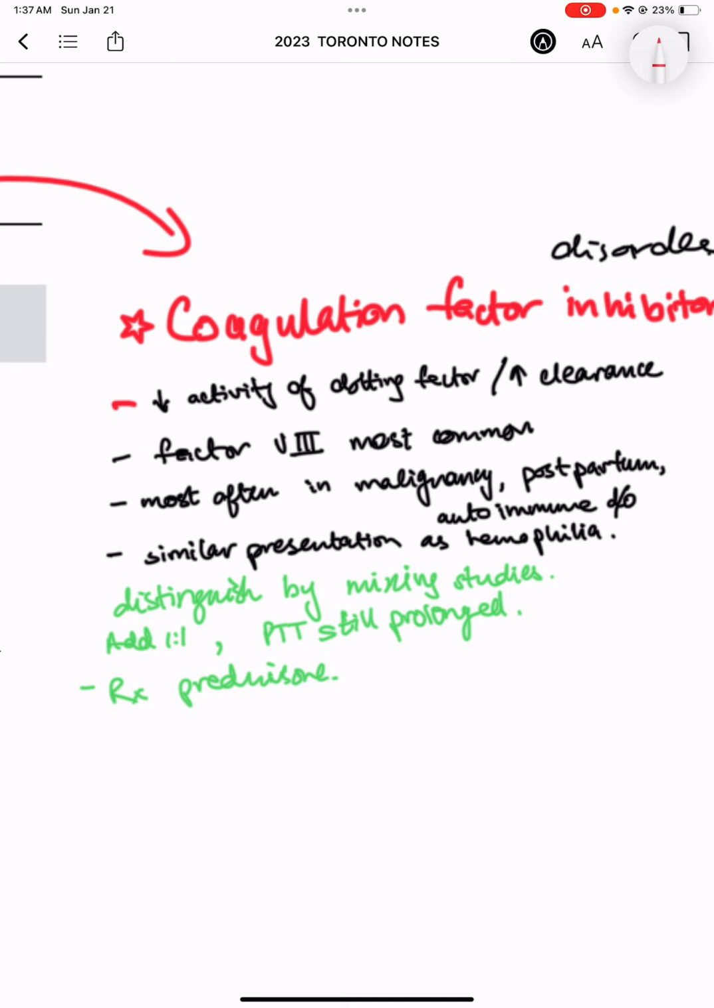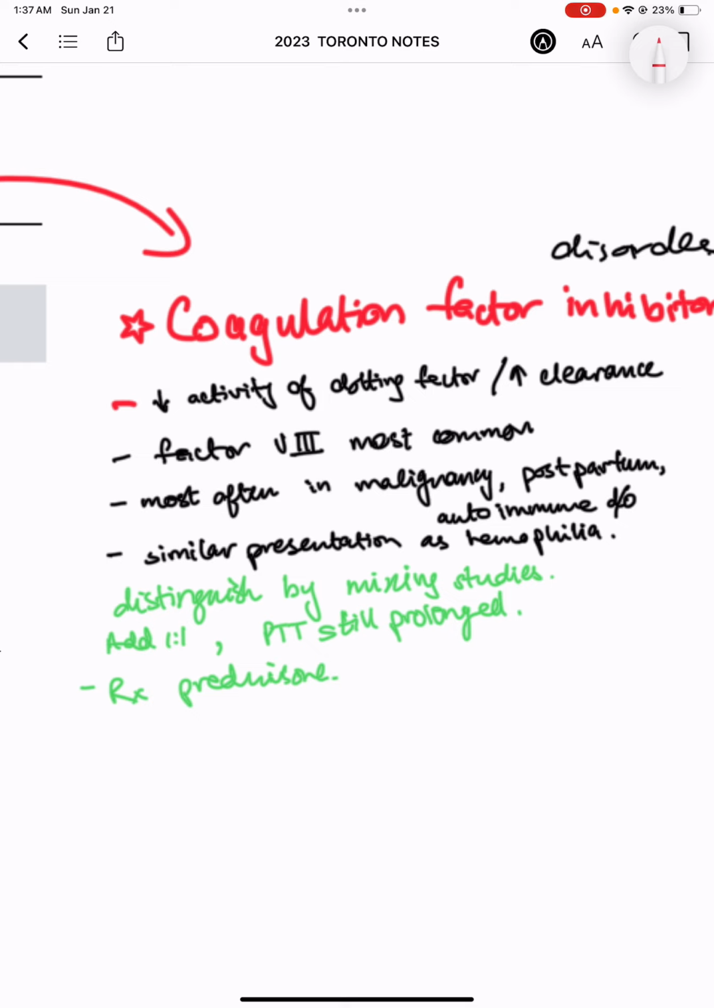the one in which there is factor deficiency and adding 1:1 normal plasma to it. Where there is deficiency, the PTT would get normal, because now there is some clotting factor present, and it can start the coagulation cascade. This is called mixing studies, right? We read it in the last video too.